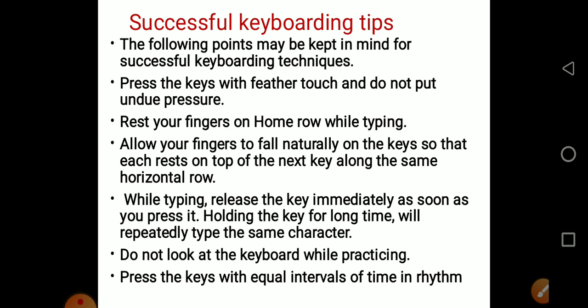Do not look at the keyboard while practicing. You are not supposed to look onto the keyboard and type. Only then you can become a touch typist. Press the keys with equal intervals of time and rhythm. You have to press the keys with equal intervals of time, neither too long nor too short.